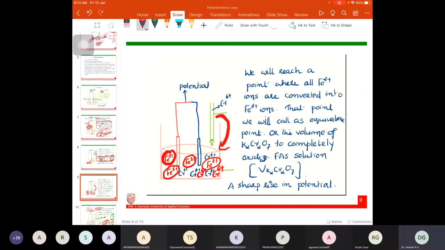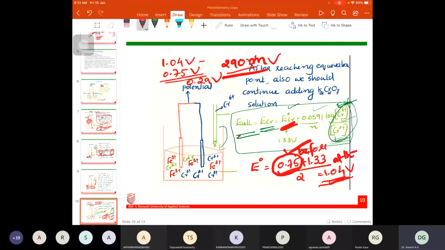So as per the new Nernst equation for chromium, we can see that the numerator is increasing because of the addition of Cr6+ ion, and the denominator Cr3+ is not changing at all, because after the equivalence point there is no reaction happening. So up to the equivalence point, potential is generated by Fe ions. After the equivalence point, potential is generated by chromium ions.